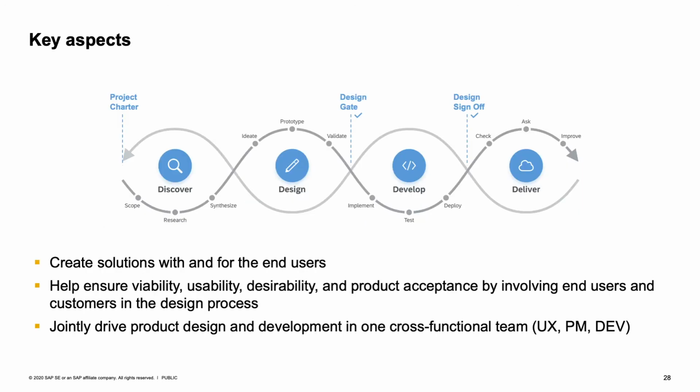So to summarize the key aspects of the design-led development process, you want to create solutions with and for your end users. You want to ensure your product will be viable, usable, desirable, and accepted by the users. You want to build awesome applications in one team that uses every member's skills and expertise.